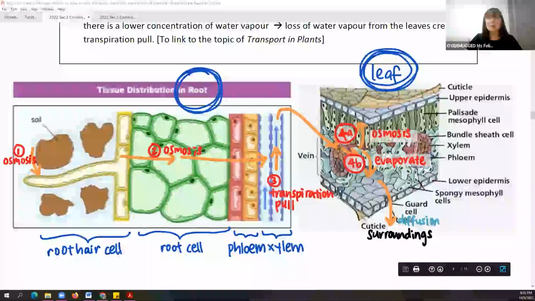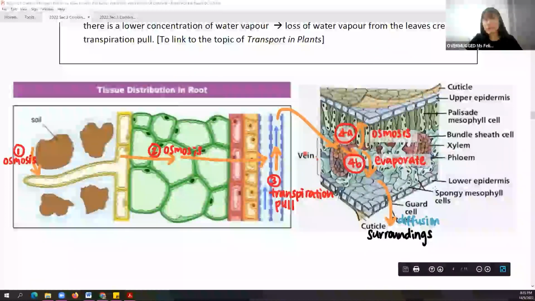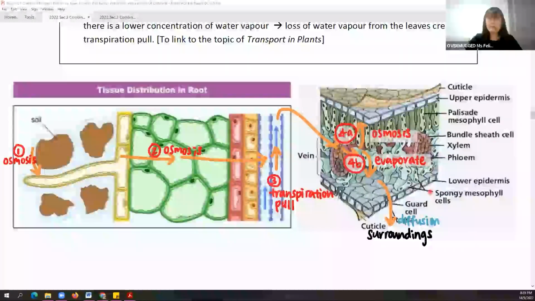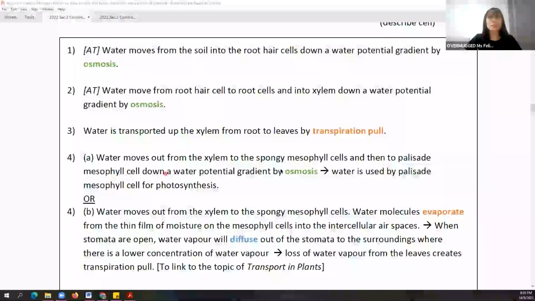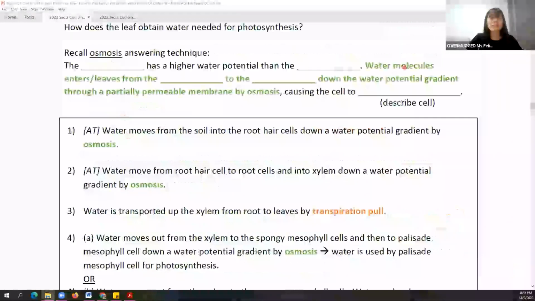Okay, so now let's see how we write out this whole process in proper sentences using the answering technique. Yep, so it's over here. Cortical cell, we don't need to involve the cortical cell over here. Let's take a look at the answering technique. For the sentence, you just copy water or water molecules. If you know that it's entering or leaving, you can specify, but if you're not sure, you can use the word move. So move from where to where.